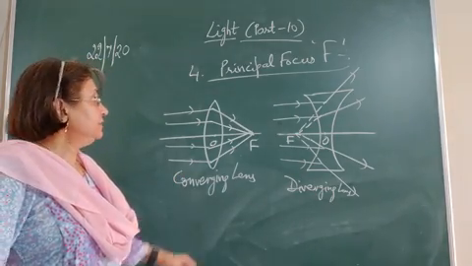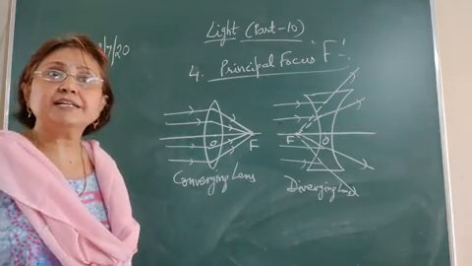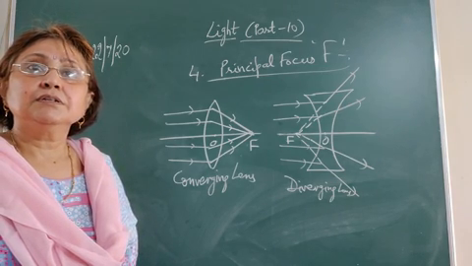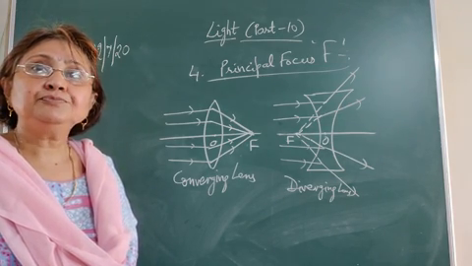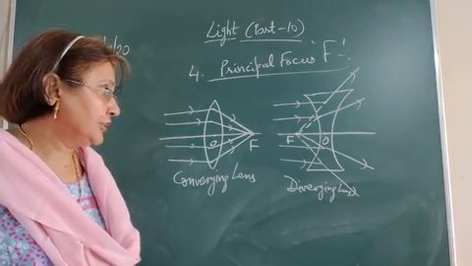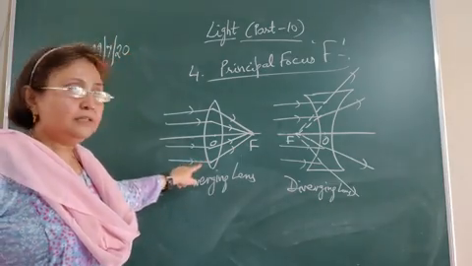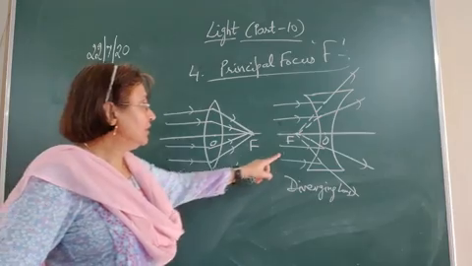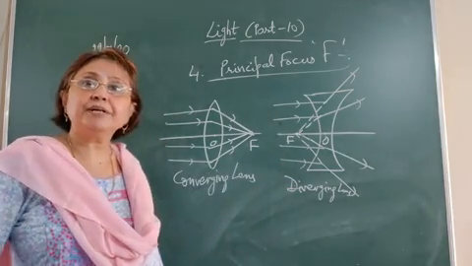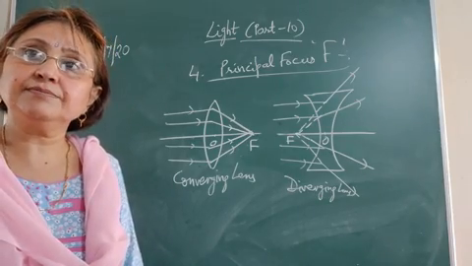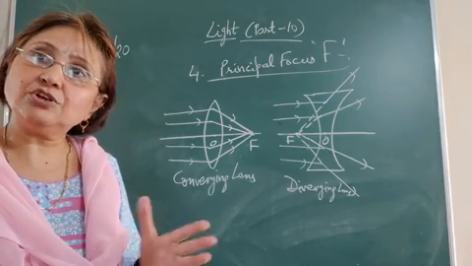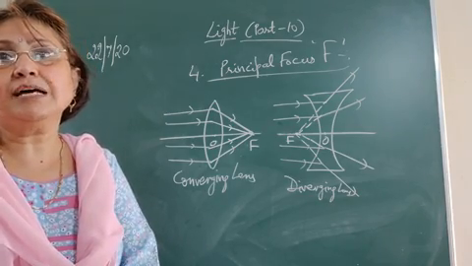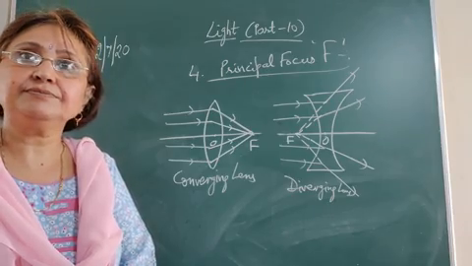Then we'll define principal focus, write its definition. Draw the figure, and then below the convex lens you can write converging lens. Below the concave lens write diverging lens. So convex lens is also called the converging lens. Concave lens is also called the diverging lens.